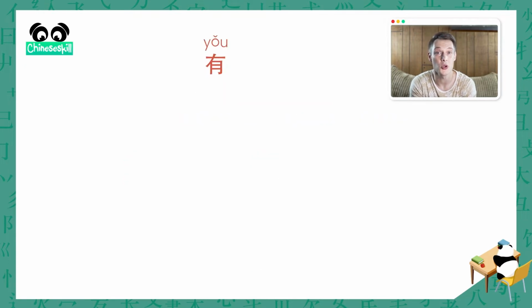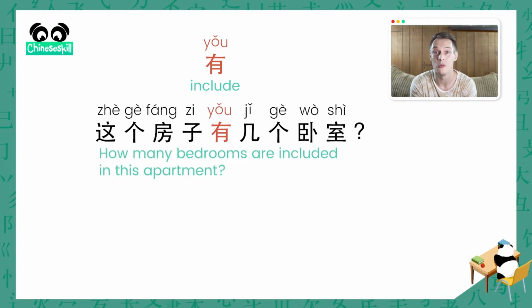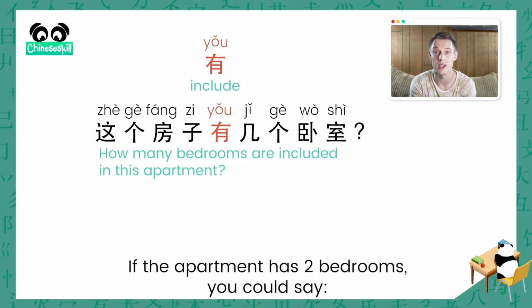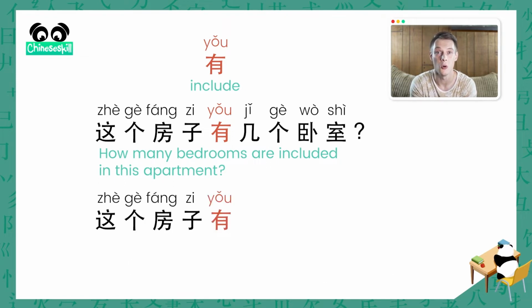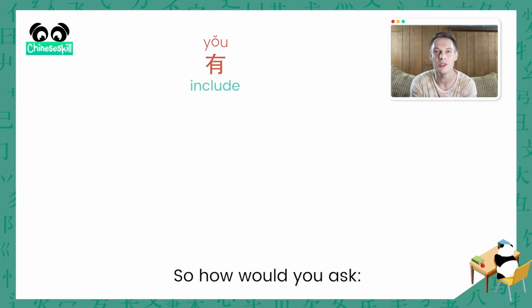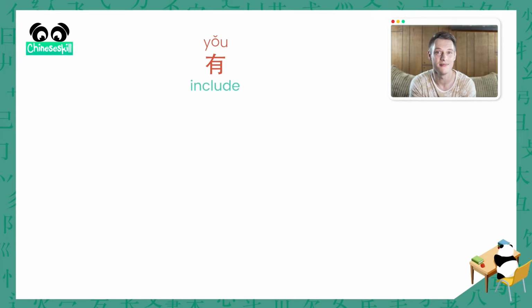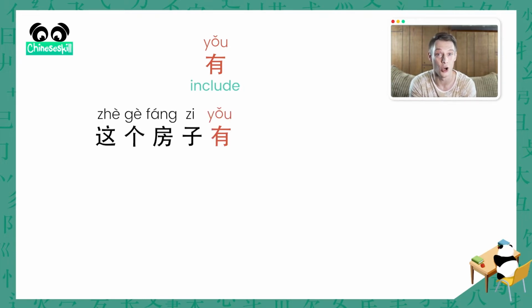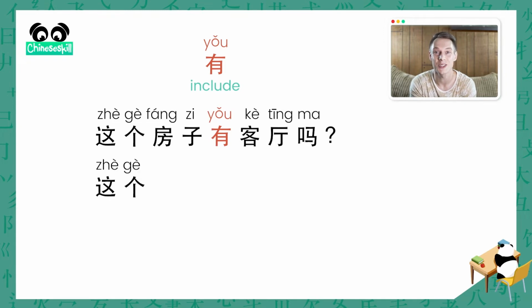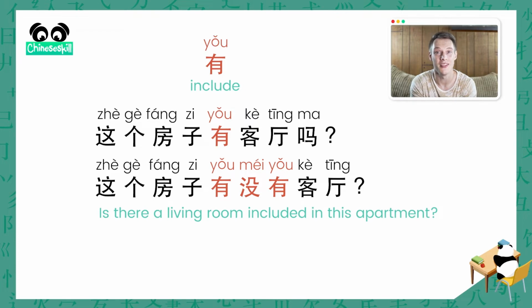Sometimes 有 can also mean include, like in the question 这个房子有几个卧室? How many bedrooms are included in this apartment? If the apartment has 2 bedrooms, you could say 这个房子有两个卧室. There are 2 bedrooms in this apartment. So how would you ask, does this apartment have or include a living room? 这个房子有客厅吗？这个房子有没有客厅? Is there a living room included in this apartment?